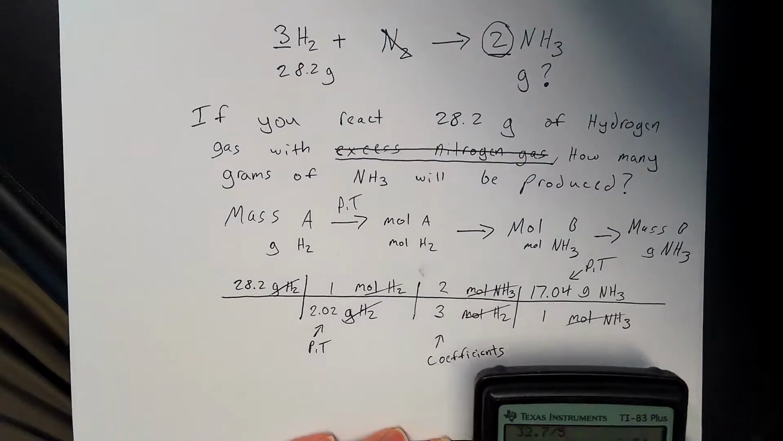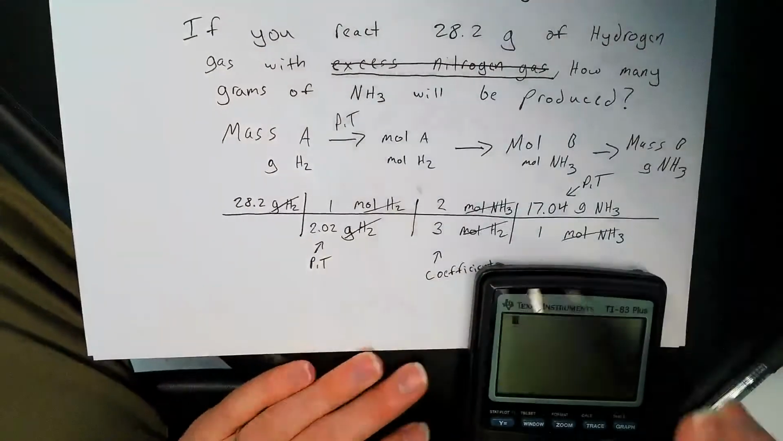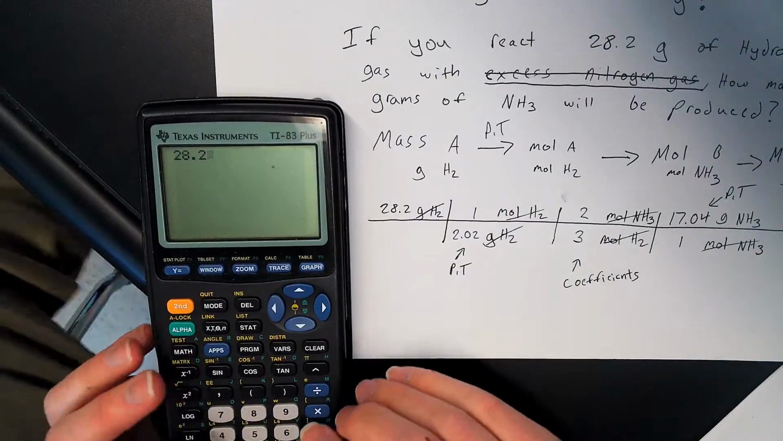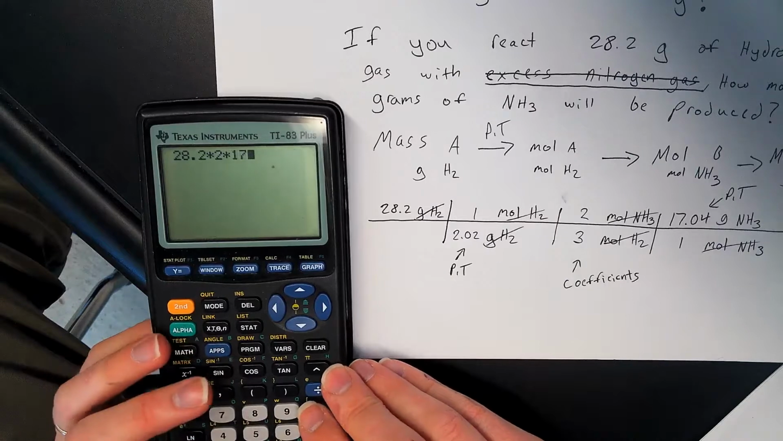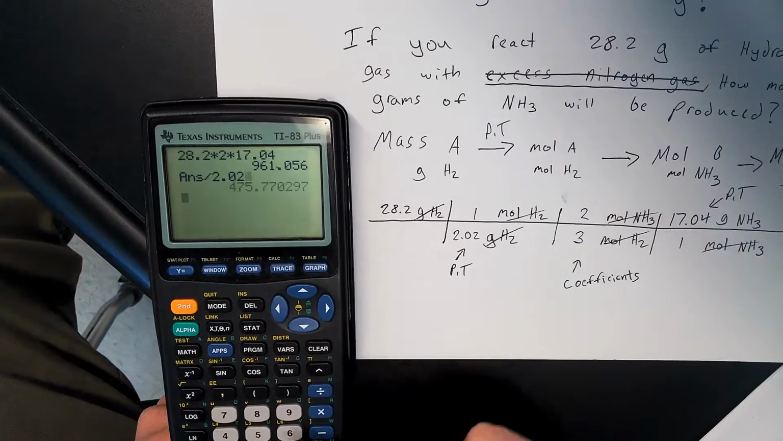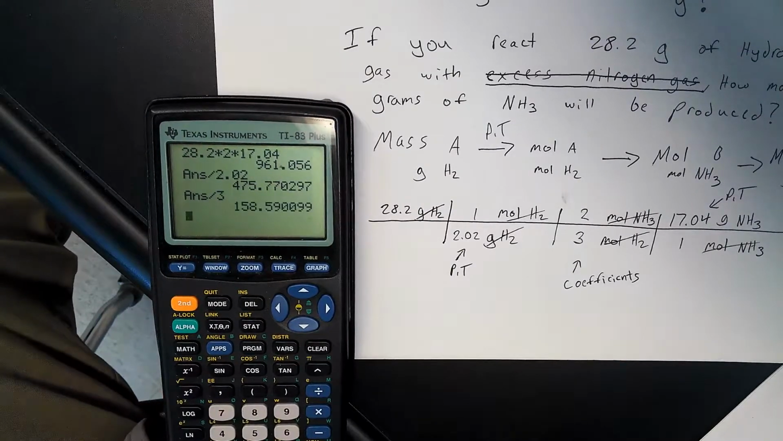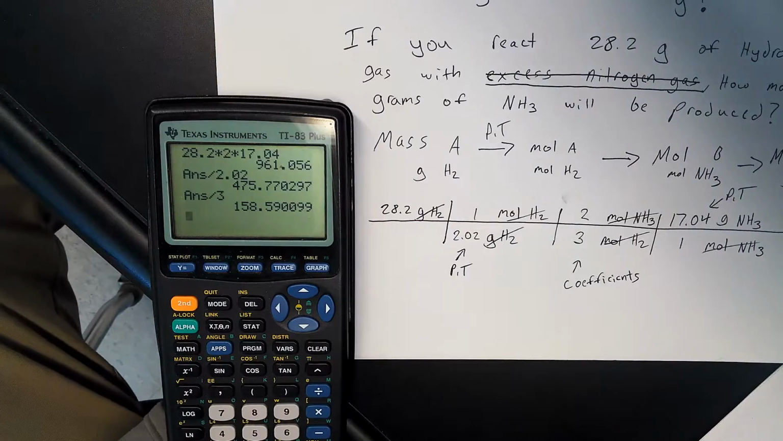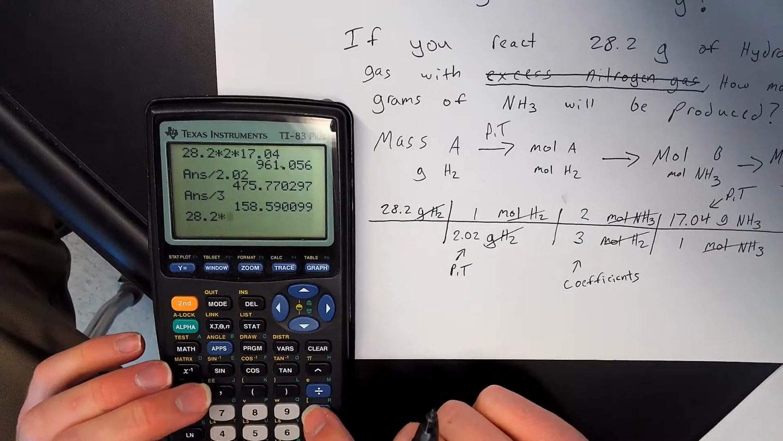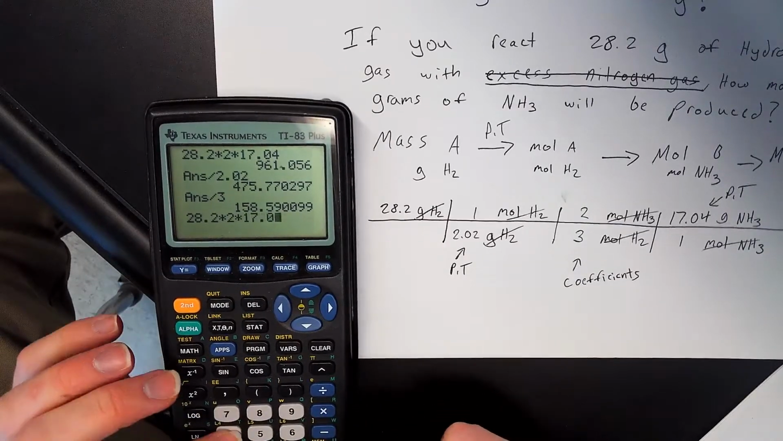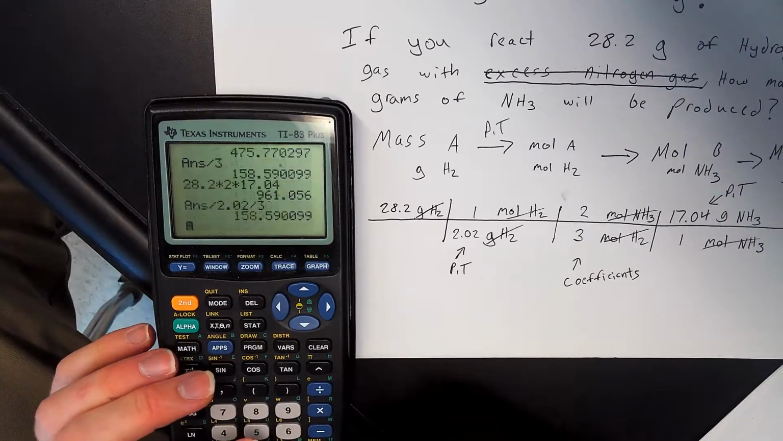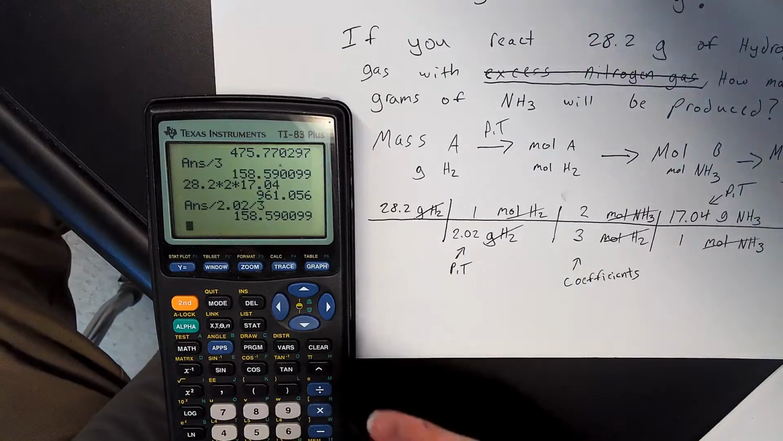So now, just as if we're not sure, let me remind you how this will work. You'll do 28.2 times 2 times 17.04. Multiply everything across the top, and then I just divide by everything on the bottom, ignoring the ones. Okay? I did 28.2 times 2 times 17.04. Hit enter. Then I just hit divide by 2.02, divide by 3. I like to do that because it avoids any potential source of error.